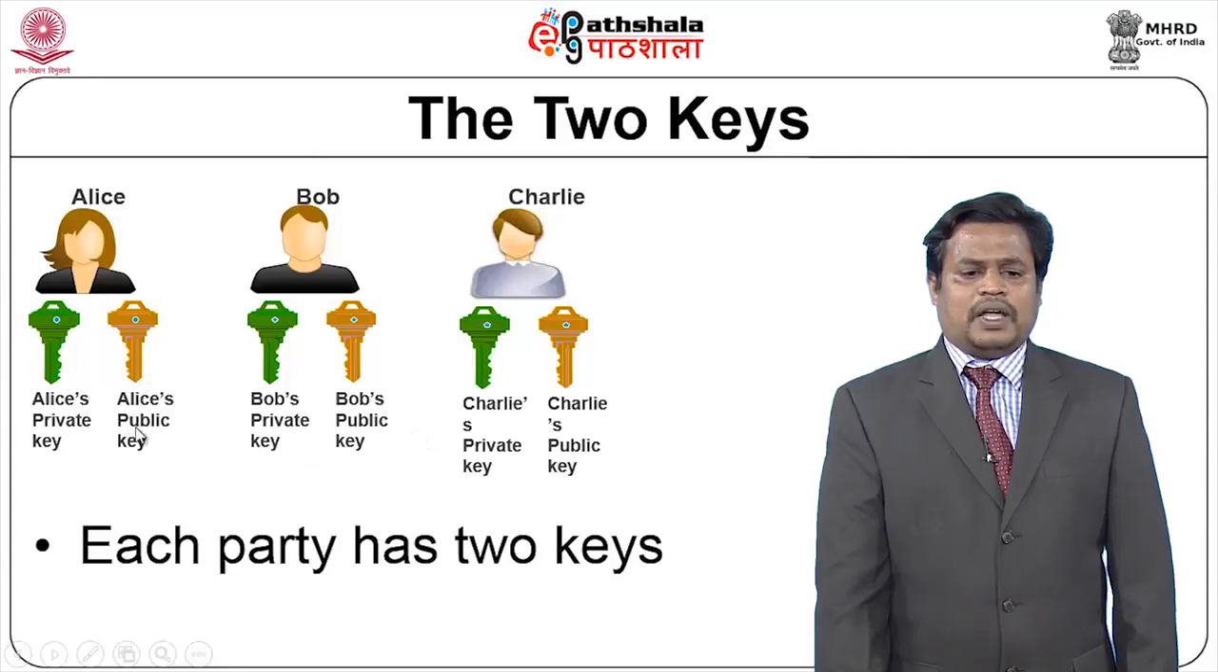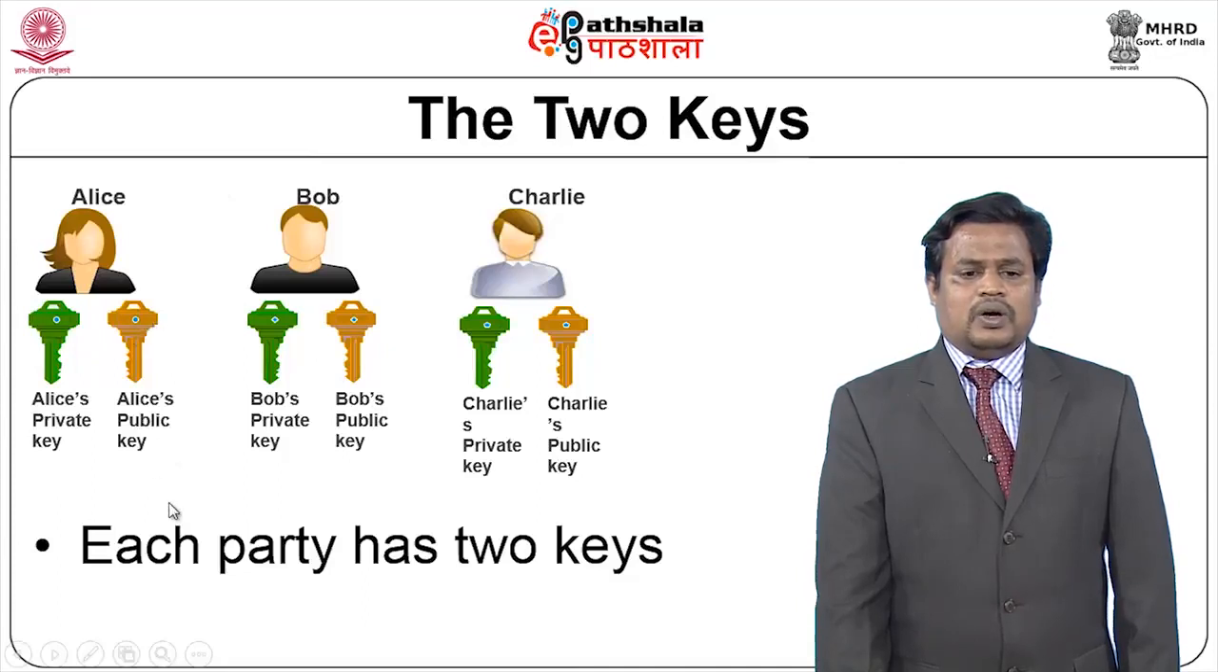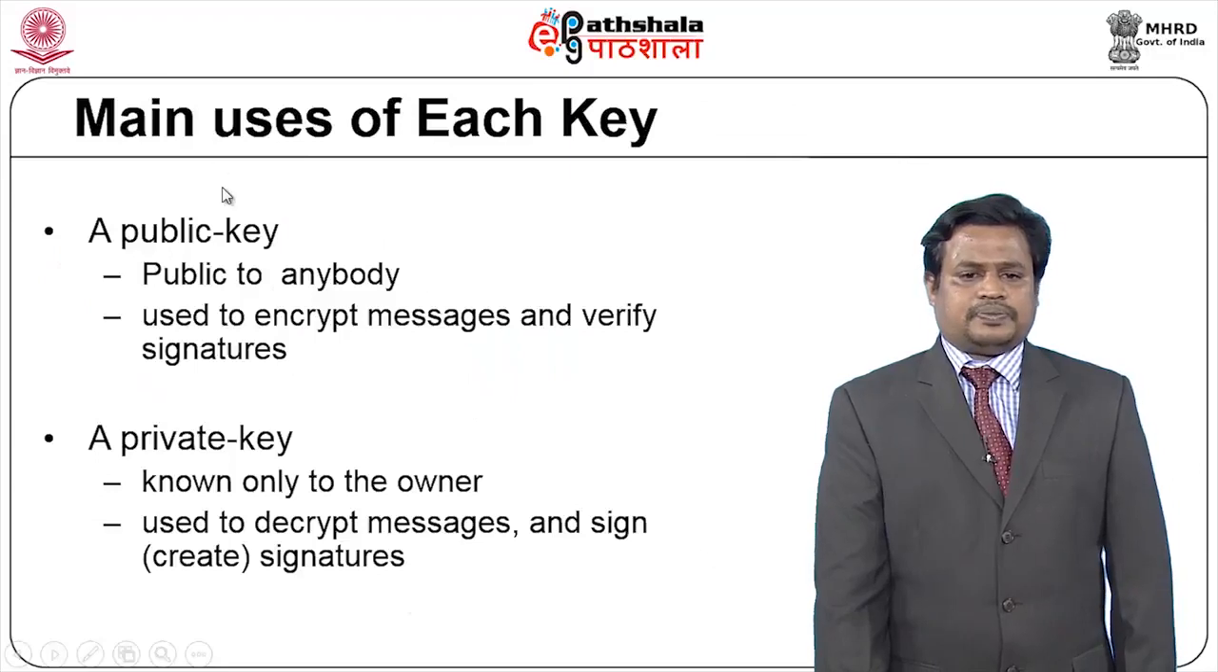So now what is happening? When Bob wants to send a message to Alice, first he needs to know the public key of Alice. Otherwise, if Bob wants to send a message to Charlie, he needs to get Charlie's public key. These green color keys should be kept secret. You should not share them with anybody. So each party has 2 keys.